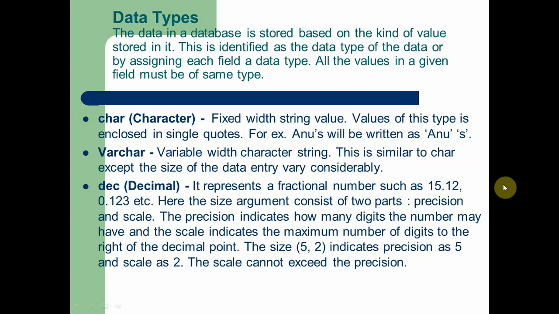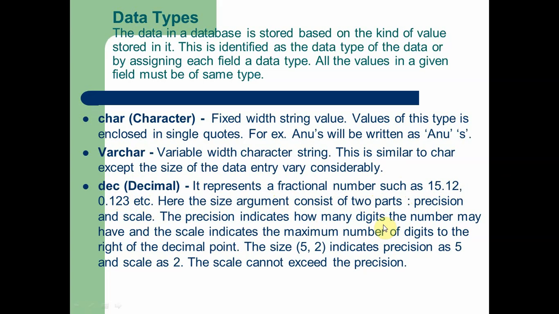Next, dec is a third data type which is used to store decimal numbers in two decimal places. It represents a fractional number such as 15.2, 0.12. These are some examples of decimal numbers. The size argument consists of 2 parts: precision and scale.